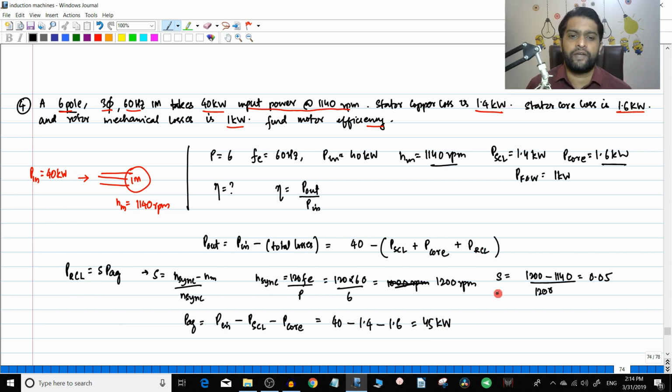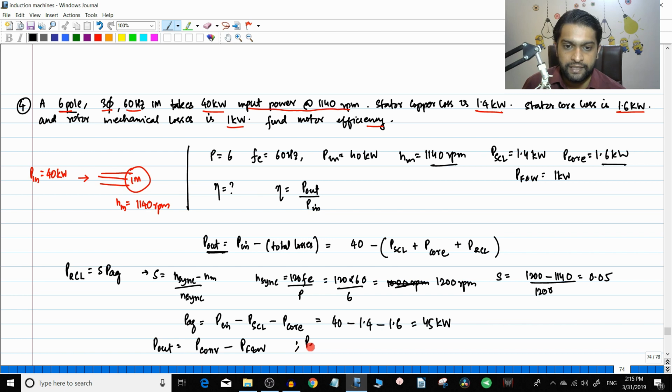that value here. Okay. But then there is another way to do this, because ultimately you want the output power, right? So you know that the output power is nothing but the converted power minus friction and windage losses. And this converted power is nothing but the air gap power minus the rotor copper loss. And this converted power you can easily find once you have the air gap power, right?